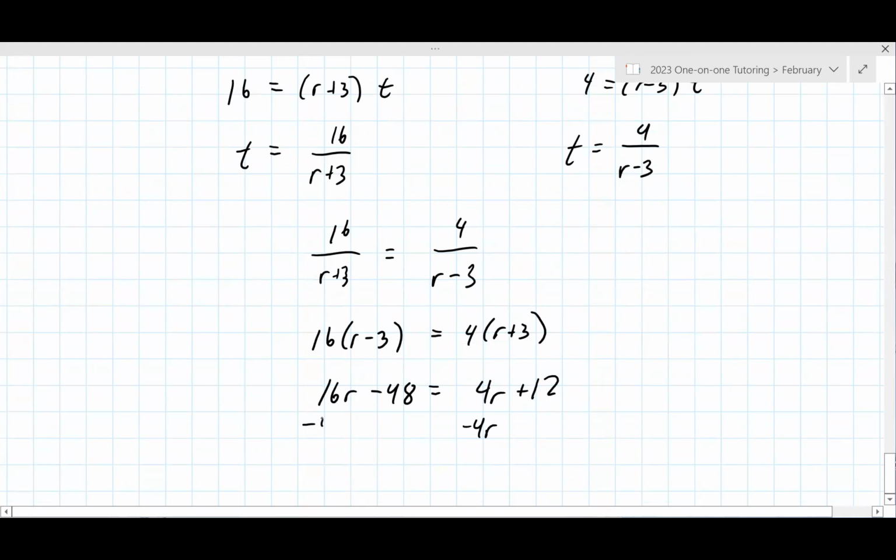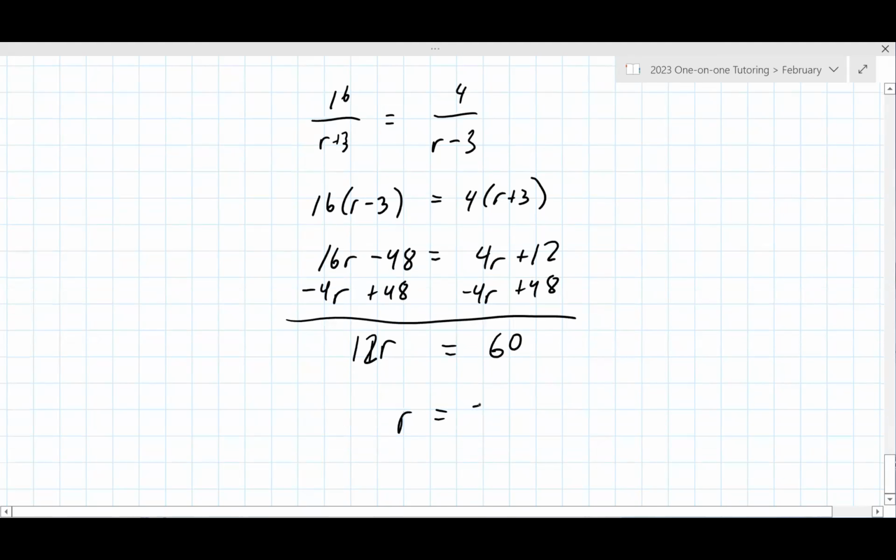And then this time I will show it because I didn't last time. Oops, that's the wrong way. I want to go the other way with that. Add 48. So you get 12R. 12R equals 60. R equals 5. Yep. Okay, perfect. These were simple.